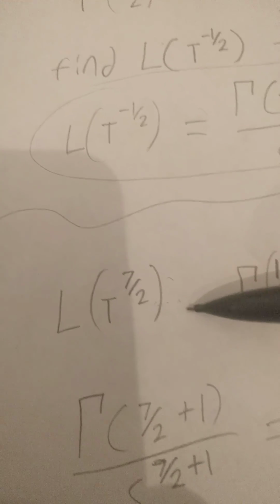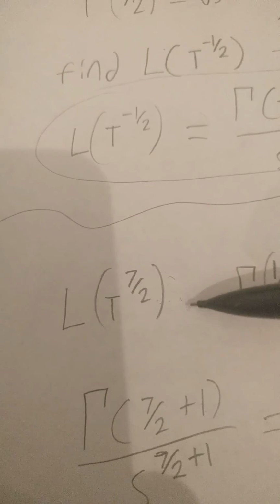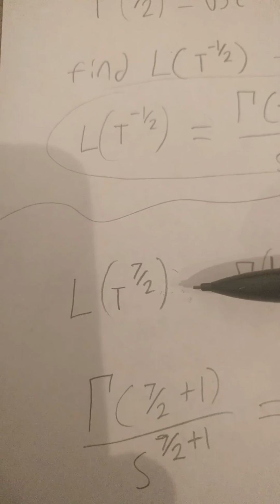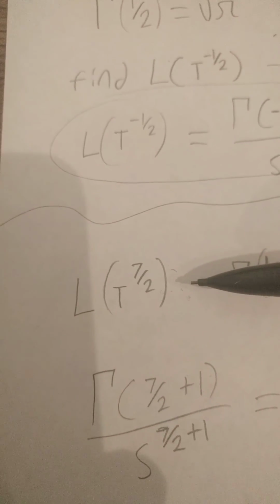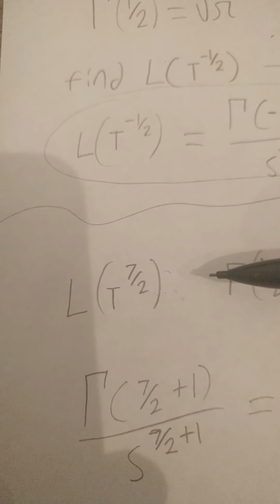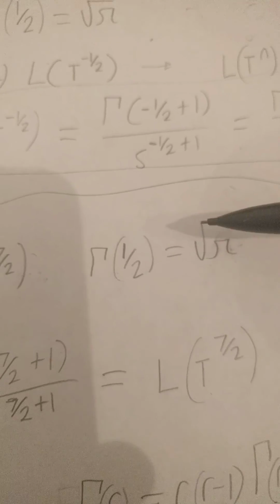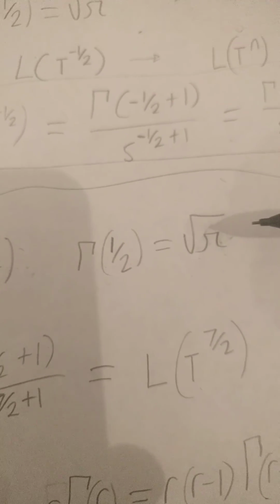Alright, so for this problem, we're going to be solving for the Laplacian of t to the 7 over 2. The reason we can't use previously done methods is it's not of exponential order. It grows too quickly as it goes to infinity. But using the gamma function, which we're given here for 1/2, which is equal to the square root of pi, we can use this to solve.